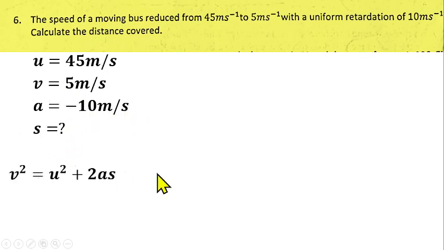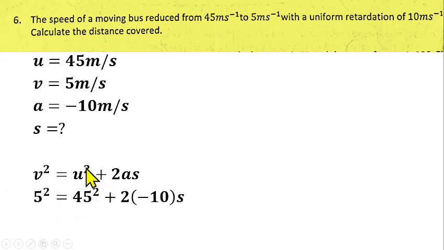So if you remember one of the equations of motion that are related to this, you have v squared equals u squared plus 2as, where s is the distance we are looking for. So if you substitute this in, you have 5 squared equals 45 squared plus 2 times minus 10 times s. Simplify further, we have 25 equals 2025 minus 20s.